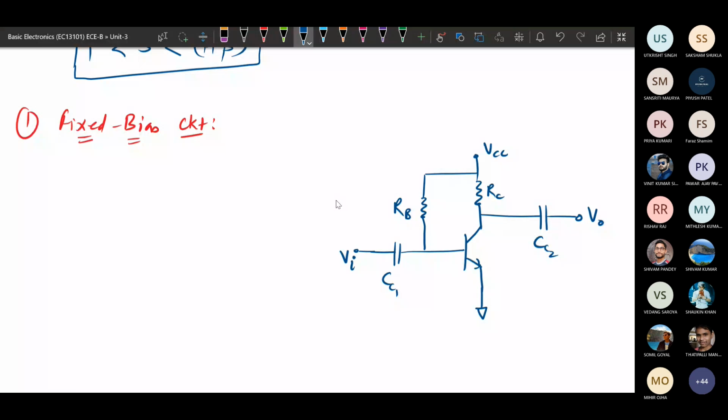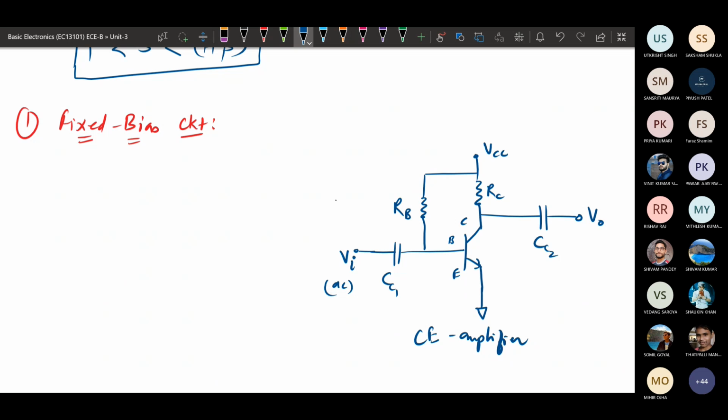Here Vi is the input, the AC input we are providing. So AC will only pass through these capacitors, DC will not pass. DC biasing will be provided by this VCC only. This is the complete circuit diagram in case of common emitter. This is the input side and this is the output side. This is collector, this is base, and this is emitter. The emitter is common, so it is a common emitter amplifier.